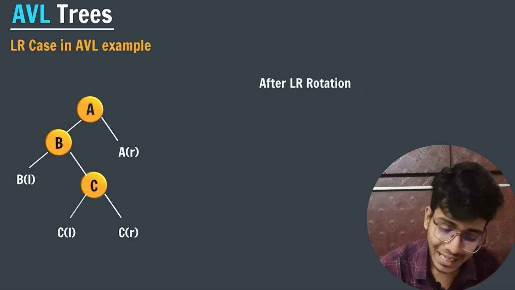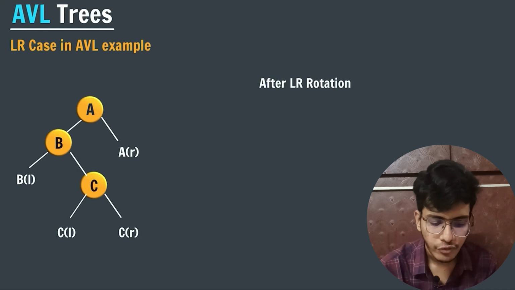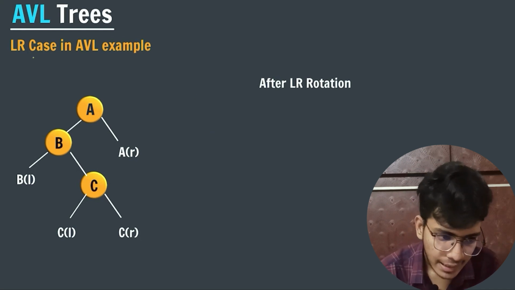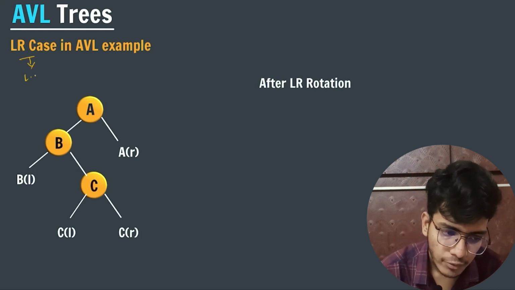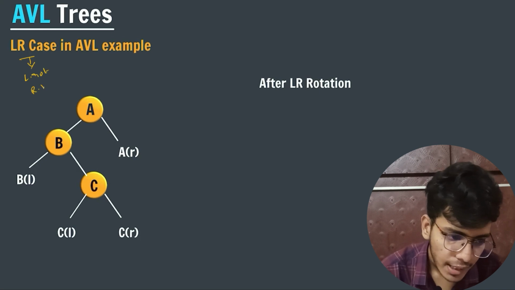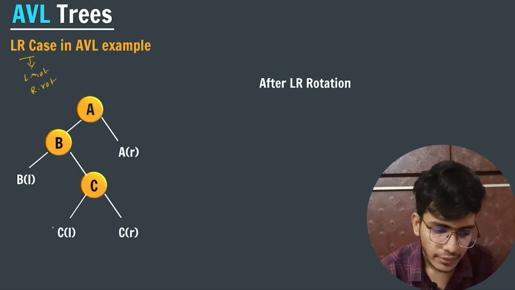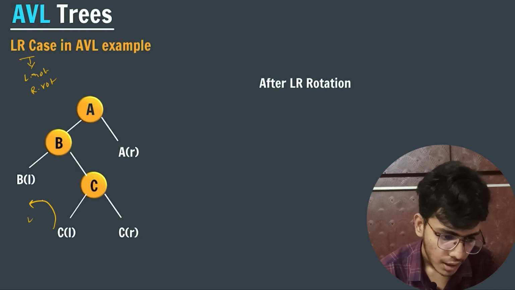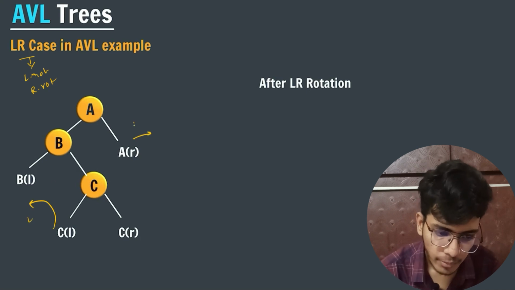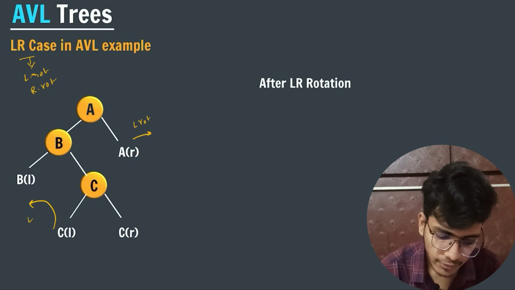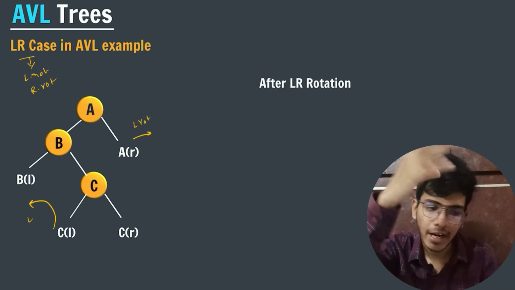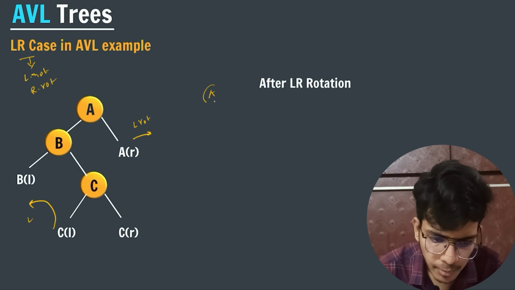Now let us talk about the LR case. For this huge tree, in the LR case, first of all I have to do left rotation. After that, I need to do right rotation. So first I will perform left rotation. When I perform my left rotation, C will come on top and B will go down. So A will remain the same.